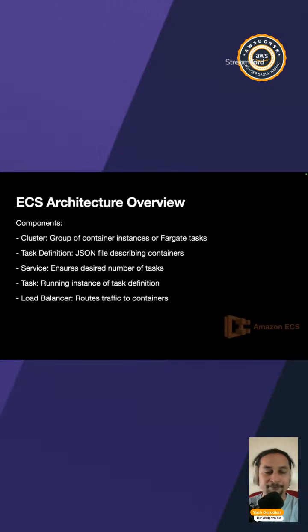Okay, back to our presentation. So, what is the ECS architecture overview? How is ECS architected? I'm sorry, I said EC2. So, the components. One is the cluster, a group of container instances or Fargate tasks.